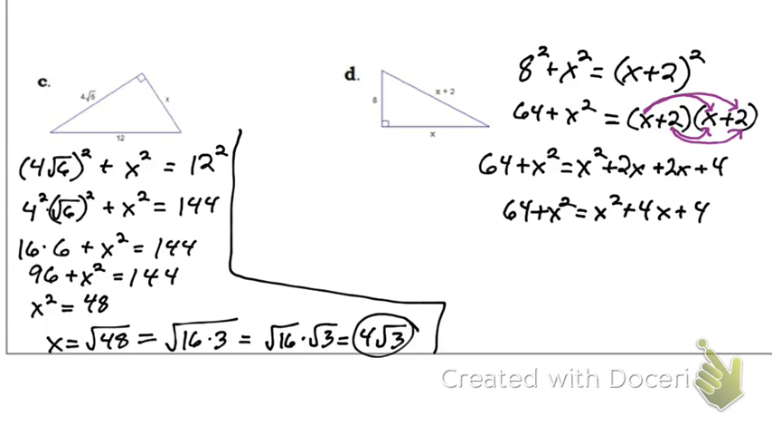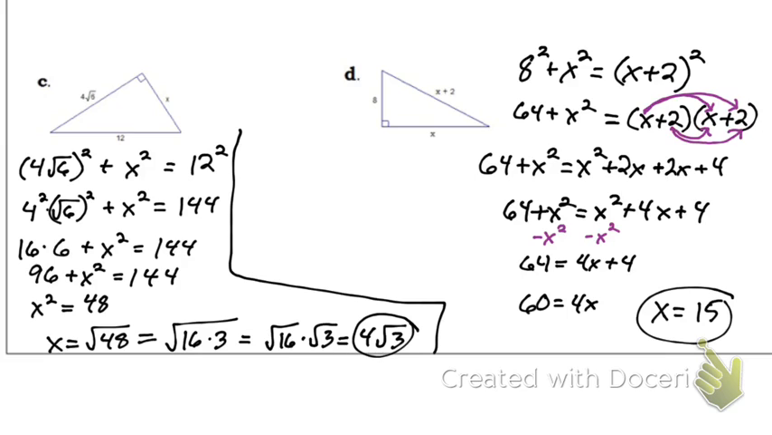All right, let's get all the x's on one side. So that means let's go ahead and subtract x squared from both sides. We are going to have 64 equals, the x squared is just canceled out, and I'll have 4x plus 4. Subtract 4 on both sides, you will have 60 equals 4x. So x is going to equal 60 divided by 4, which is 15.